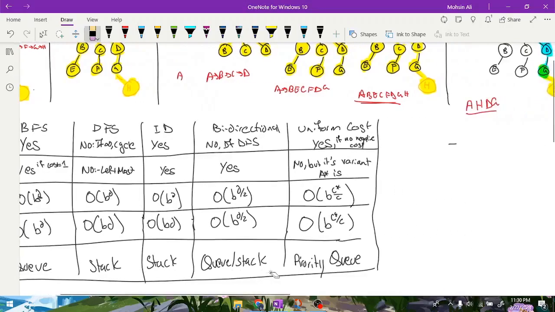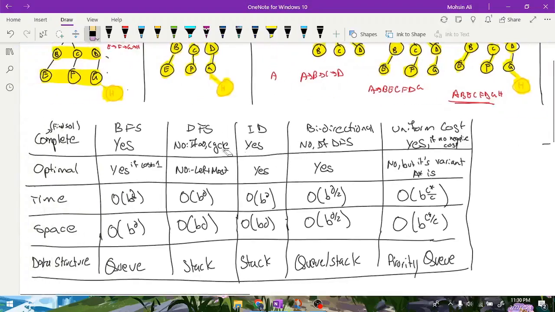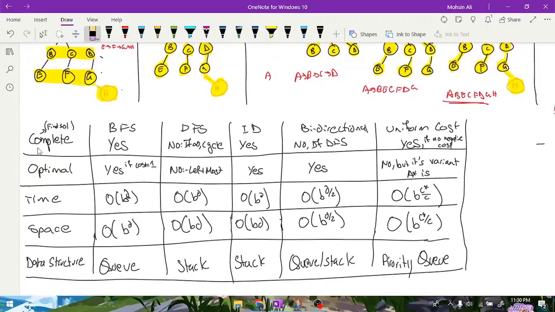Then let's talk about bidirectional searches. Is it optimal? The first is complete. Is it complete? No, it's not complete. If you're using DFS, it is not complete, but it is complete if you would be using BFS.